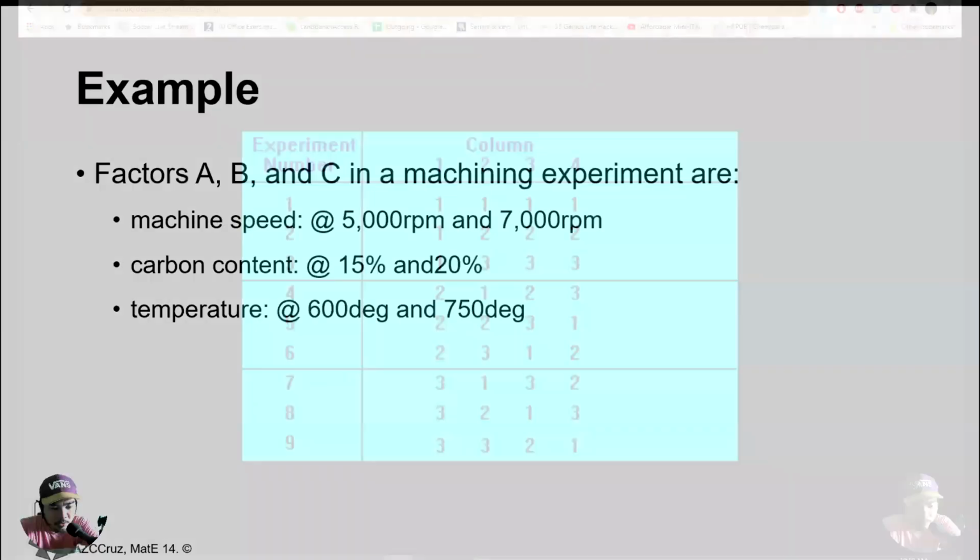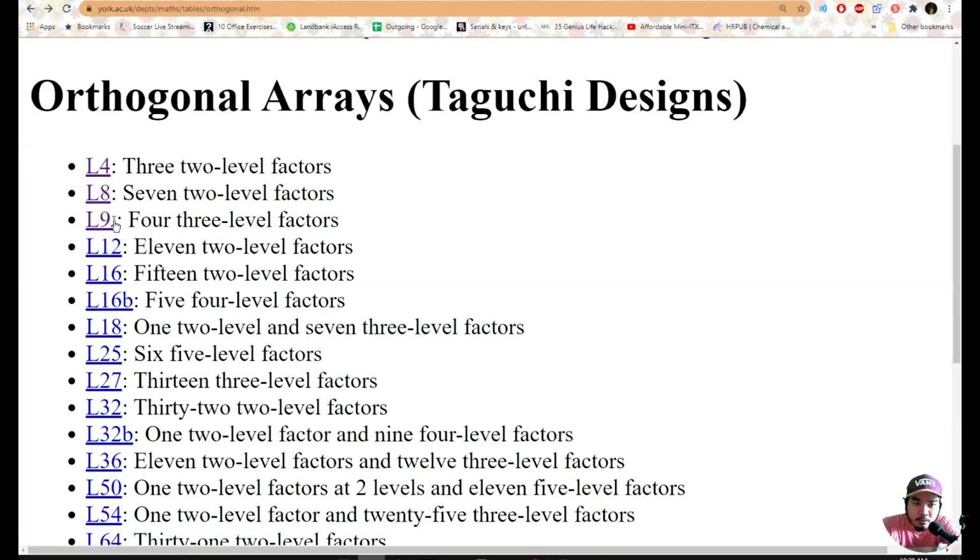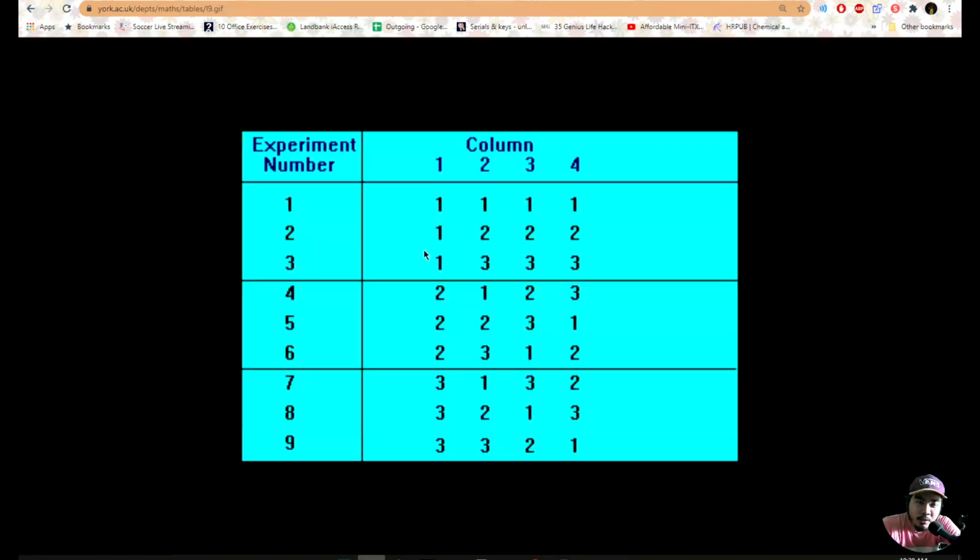I'll show you something better. This is an L9, sorry, L9, 3 to the 4. If it were a full ANOVA design, 3 to the 4 is equal to what? 9, 27 times 3, which is 81. Right, 81. The full experiment would need 81 runs.